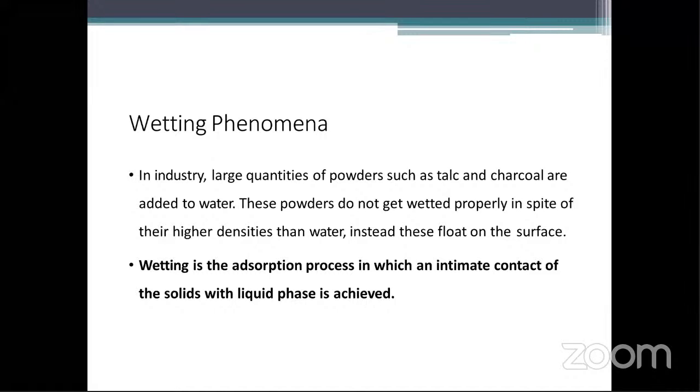What will happen if you add talc powder in water? It will not wet and it will float onto the surface.